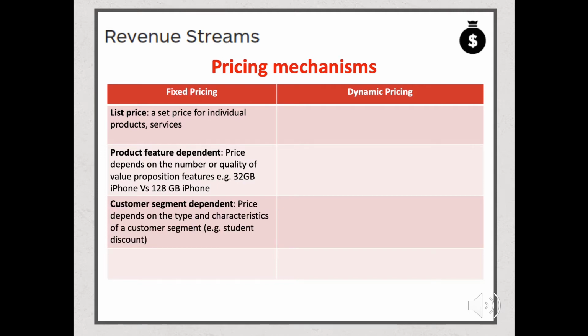Customer segment dependent is where your price depends on the type of the customer and the characteristics. So you might give a student discount, for example, or you might have a seniors discount, or you might have different pricing for corporate rates, for example. And then the other pricing mechanism that's based on fixed pricing is where it's volume dependent. So this is where you might get a bulk purchase discount, or you might have different price points based on the amount of something that somebody purchases.